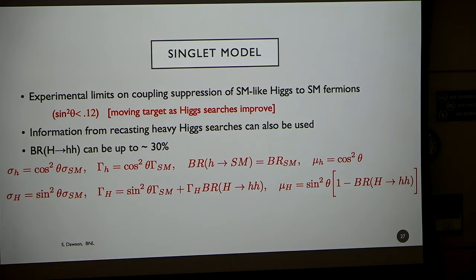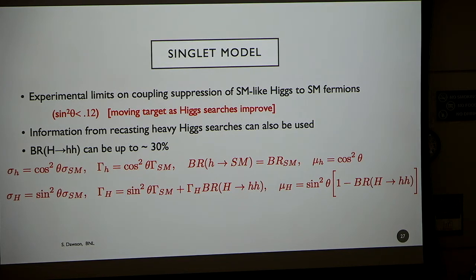Okay, so there are experimental limits on this coupling suppression just by looking at the mu parameter for H goes to fermions. And right now it's about 0.12. But as I say, it's a moving target. As the Higgs searches improve, this limit gets better and better. You can also look at information from recasting heavy Higgs searches. And what do I mean by that? At the LHC, they look for heavy Higgs, say 600 GeV, 800 GeV, decaying to W bosons. So there are a lot of limits on heavy Higgs going to W bosons. You can take those limits and just reinterpret the couplings in terms of this model. That's what I mean by recasting them.